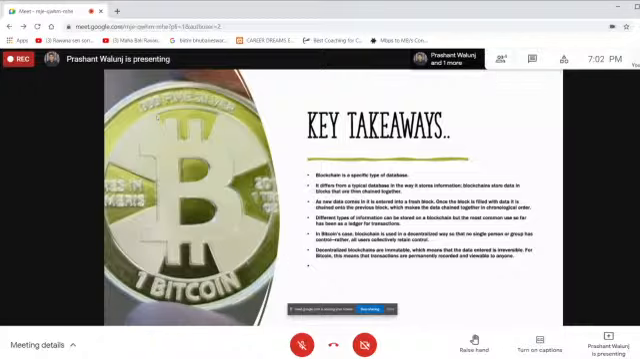Blockchain is used in a decentralized way so that no single person or group has control. Rather, all users collectively retain the control. Decentralized blockchains are immutable, which means that the data entered is irreversible. For Bitcoin, this means that transactions are permanently recorded and viewable to anyone.